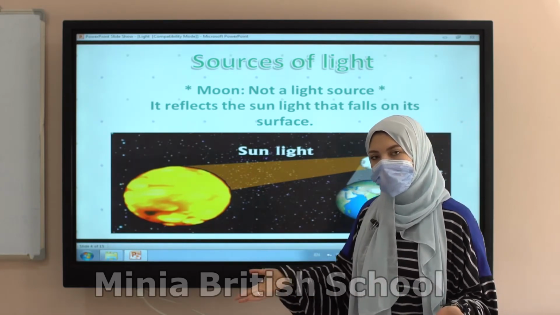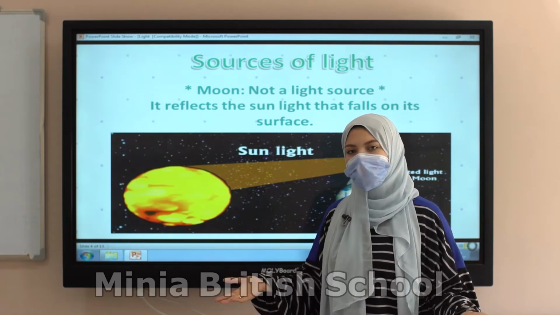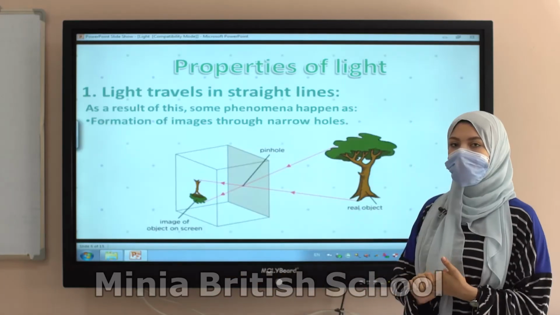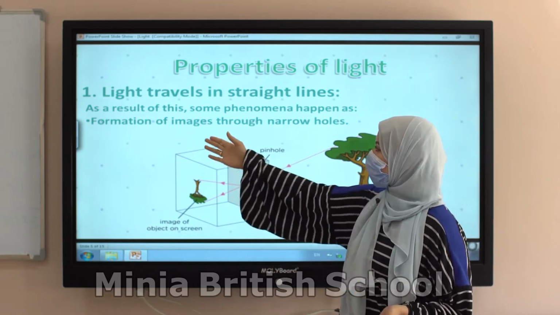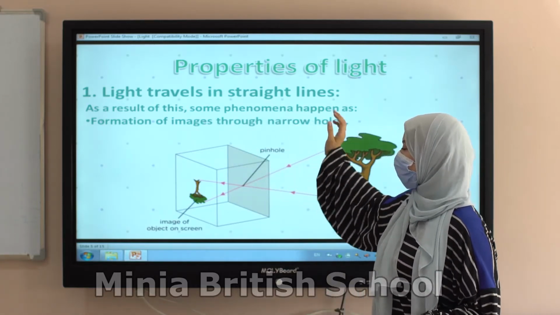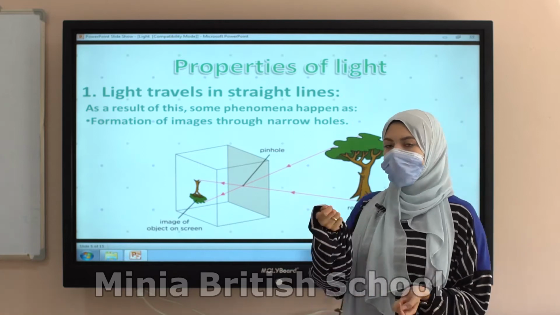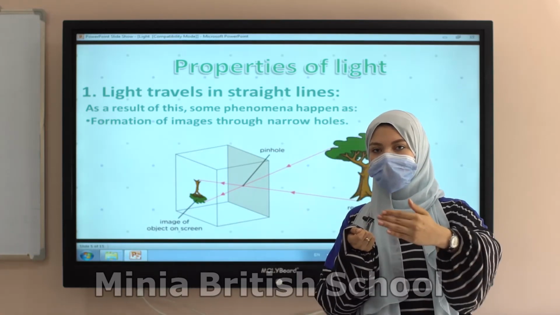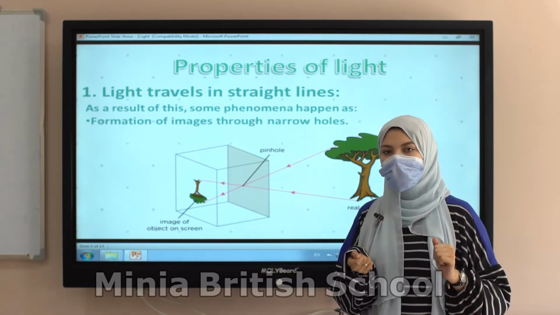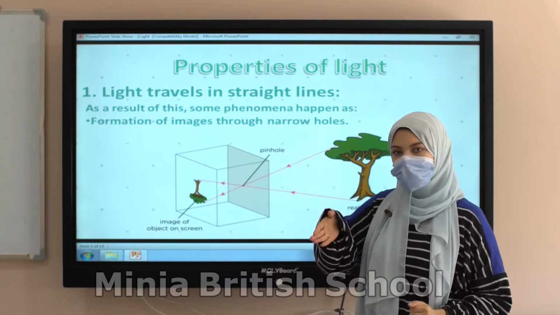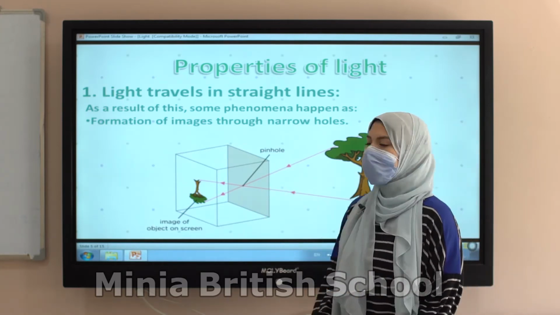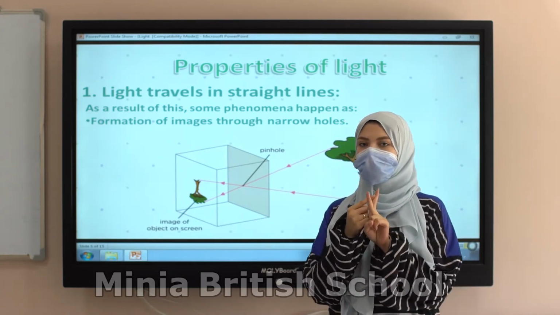So we can conclude that light has properties. Let's know about the properties of light. First, light travels in a straight line. If you turn on a torch or a laser, you can see that light travels in a straight line, not zigzag. So we have two applications of this property.